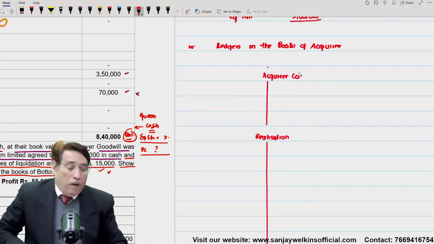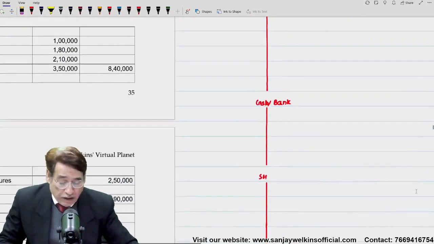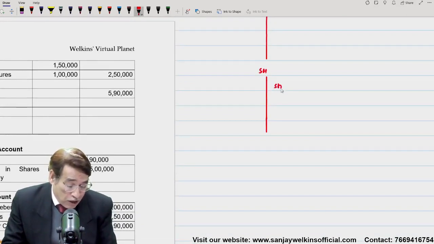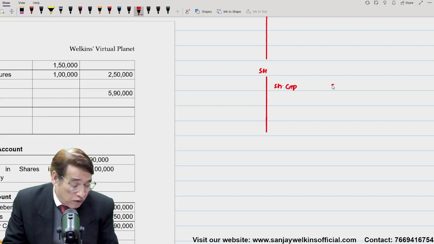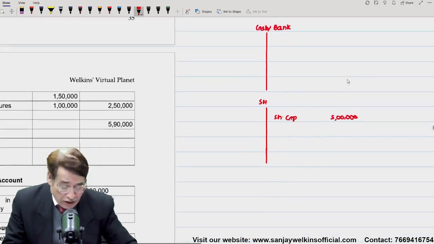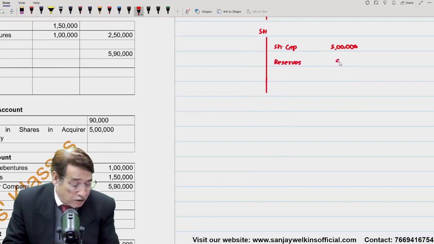As usual, first of all, we look into the balance sheet. Obviously, the liability side is given first, and over there, you remember, the first item was share capital. So first of all, I am going to transfer the share capital worth rupees 5 lakh to the shareholders account. So I will write here 5 lakh. The second item was reserves. Even reserves are transferred to the credit side of the shareholders account. So I shall write here 90,000.